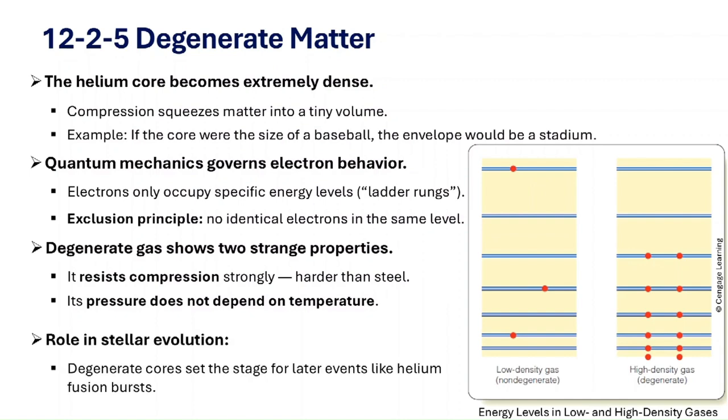Because degenerate cores set the stage for helium fusion bursts in medium mass stars. And eventually, when stars run out of fuel, these degenerate cores can survive as white dwarfs, essentially a stellar remnant supported entirely by electron degeneracy pressure. So degenerate matter is one of those strange, counterintuitive concepts where quantum mechanics really rules the behavior of macroscopic objects, and in this case, the heart of a star.